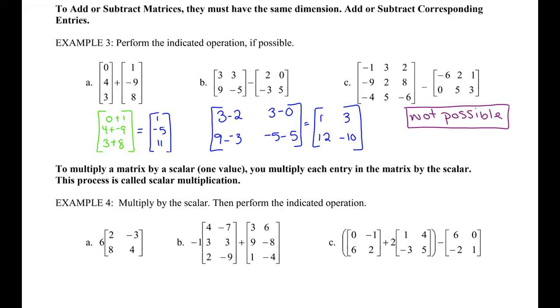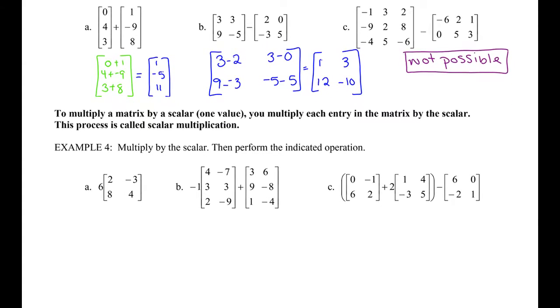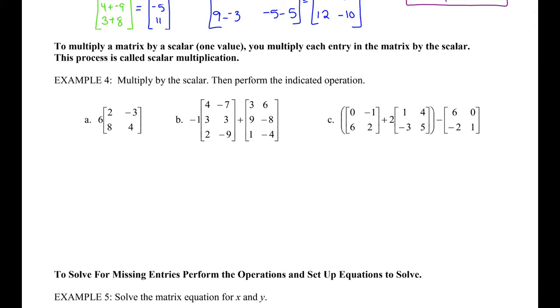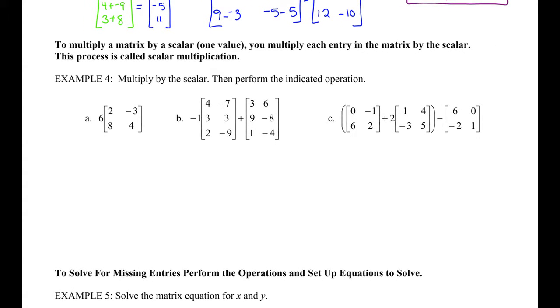All right, the next thing we're going to look at is example 4, which is going to talk about multiplying a matrix. In order to multiply a matrix by a scalar, which is a single value, you multiply each entry in the matrix by that scalar. This process is called scalar multiplication. So for my answer, I would have 6 times 2, which is 12, 6 times negative 3, which is negative 18, 6 times 8, which is 48, and 6 times 4, which is 24. And again, my answer is going to be written as a matrix.